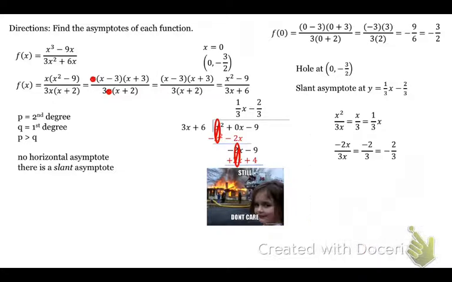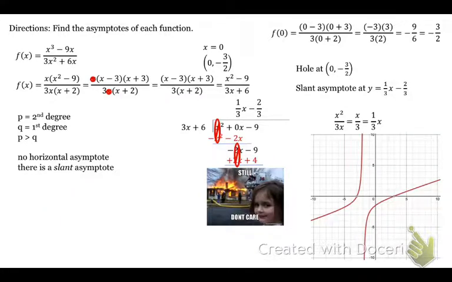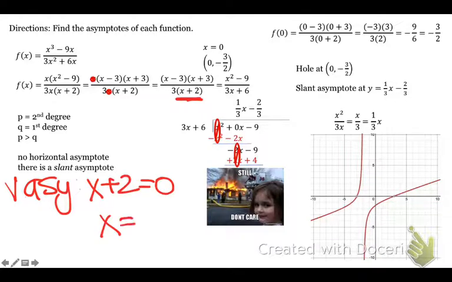And I forgot to find the vertical asymptote here. That's my bad. So for the vertical asymptote, because I forgot to find that, we're taking the bottom and setting it equal to 0. So that means we have a vertical asymptote at x equals negative 2. So this should have a vertical asymptote at x equals negative 2.